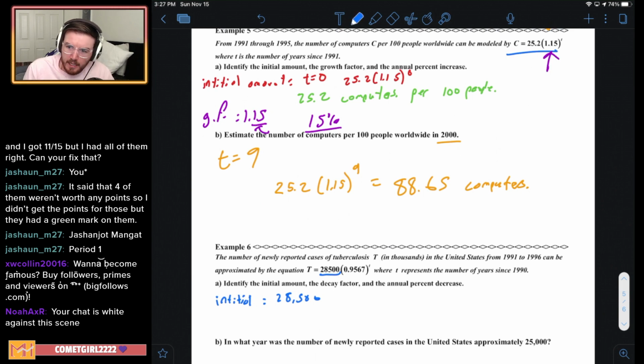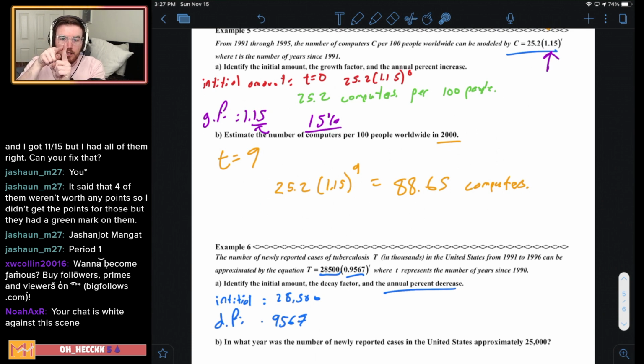So the decay factor is the number itself. However, we have to be a little more clever here with our percent decrease. It is not decreasing by 95%. That is not true. Okay? We could just look at this decimal and say that it was an increase. Because, well, think of the number 1. Here's the number 1. 0.15 is just a wee bit ahead. It's 15% ahead.